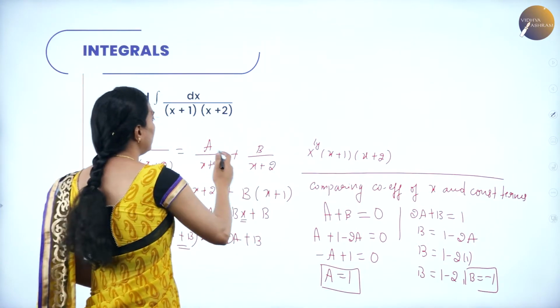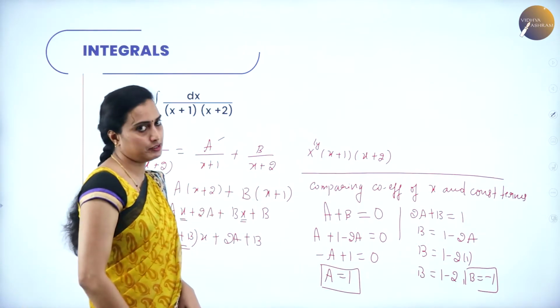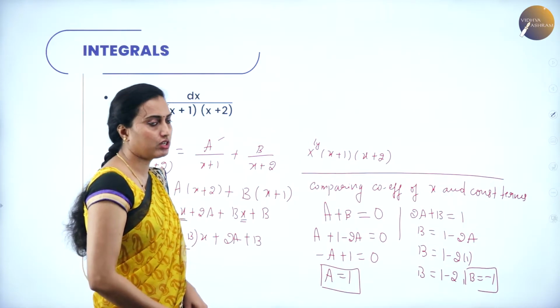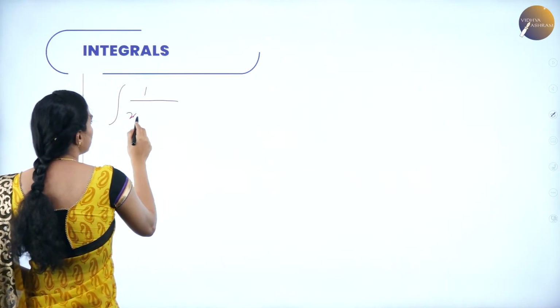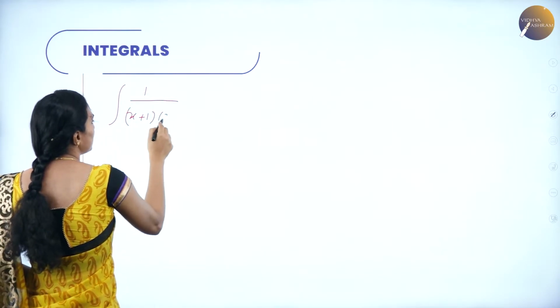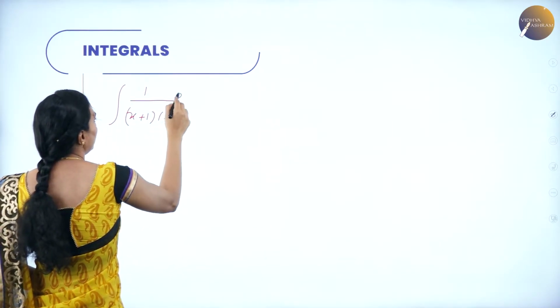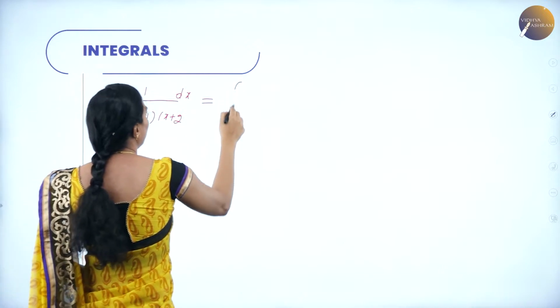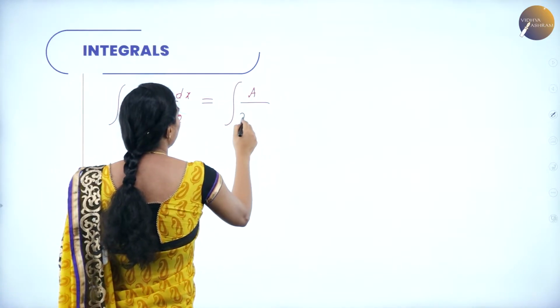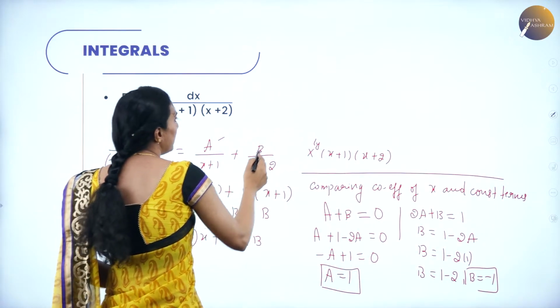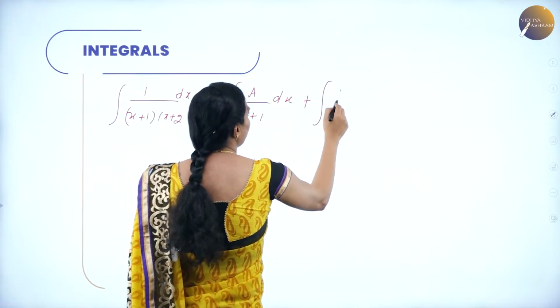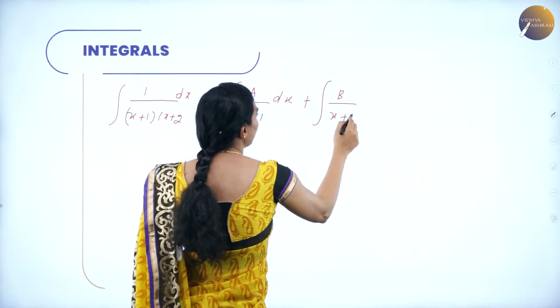Now substituting in what we have, the split partial fraction. Therefore I can have the integral of 1 over (x plus 1) into (x plus 2) into dx, which is equal to the integral of A divided by (x plus 1) into dx. I am segregating this one, dears, plus the integral of B divided by (x plus 2) into dx.